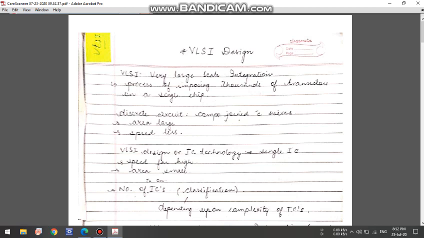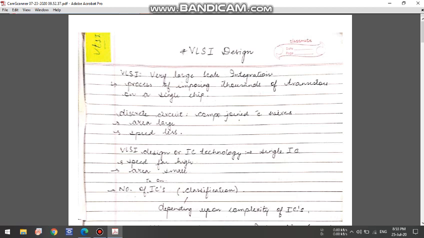Okay, so this is the first lecture for VLSI design. We'll start with what VLSI means. VLSI is basically a short form for very large scale integration. It is a manufacturing process wherein we are incorporating thousands of transistors or electronic components on a single chip.